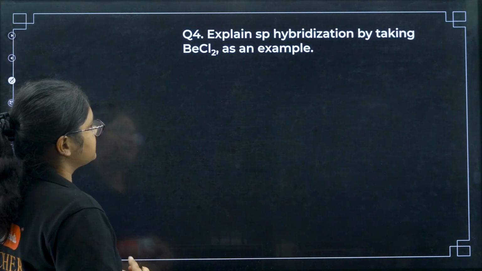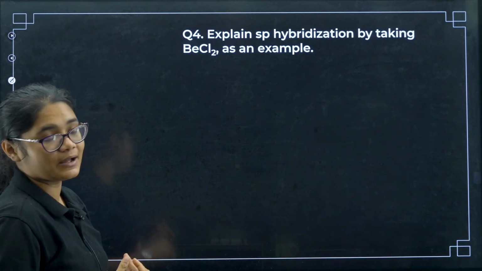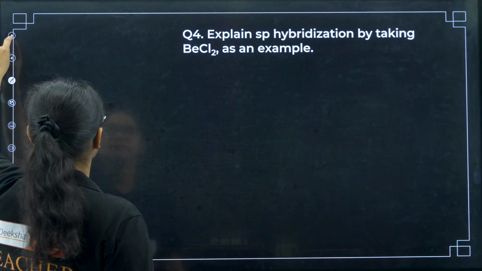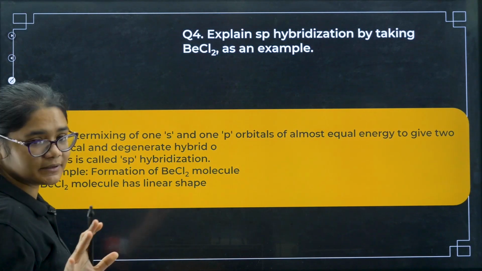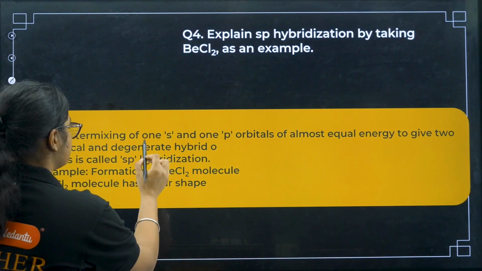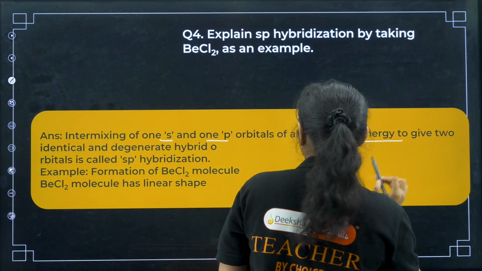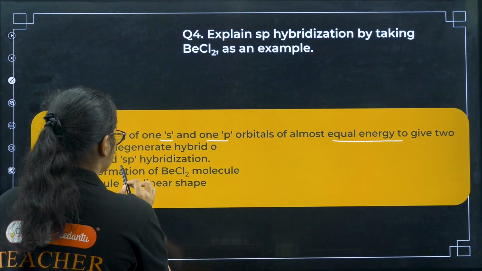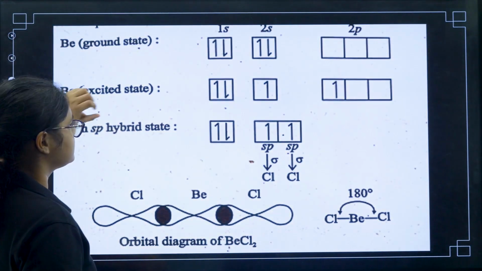Now question number 4: explain sp hybridization by taking BeCl2 as an example. How will you write? First of all, in BeCl2 sp hybridization is there. You can say that one s and one p orbital of almost equal energies undergo hybridization to give sp hybridization. Now how does it form? So this is the diagram.